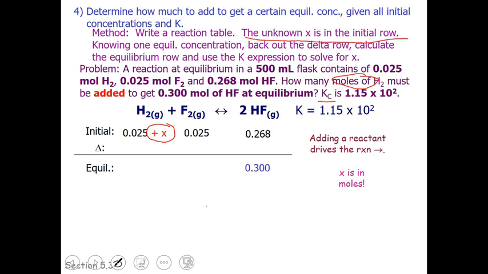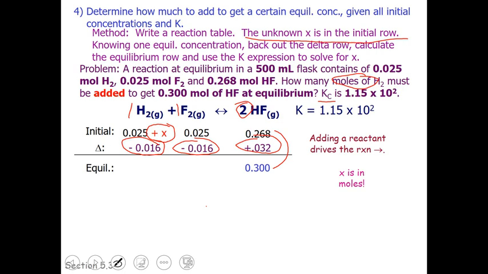My target concentration of HF is 0.300. So knowing an initial and an equilibrium concentration of HF, I can make a deduction about the delta row. I know the difference between 0.300 and 0.268 is 0.032. So I know this value right here. Because of stoichiometry, the 2 to 1 to 1, I also know these delta row values, except of course I am going to subtract reactant and add product.